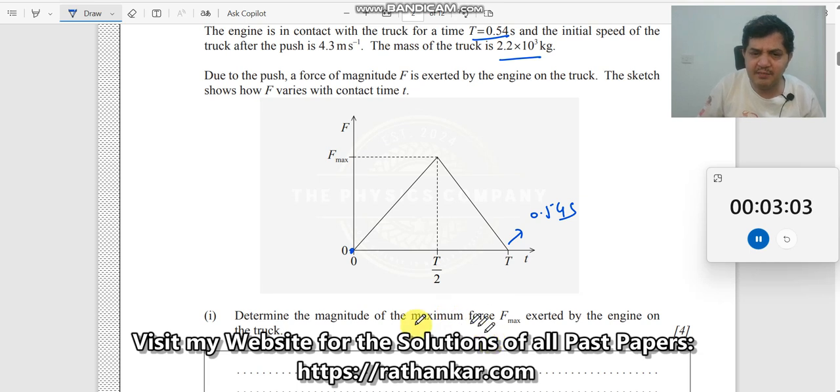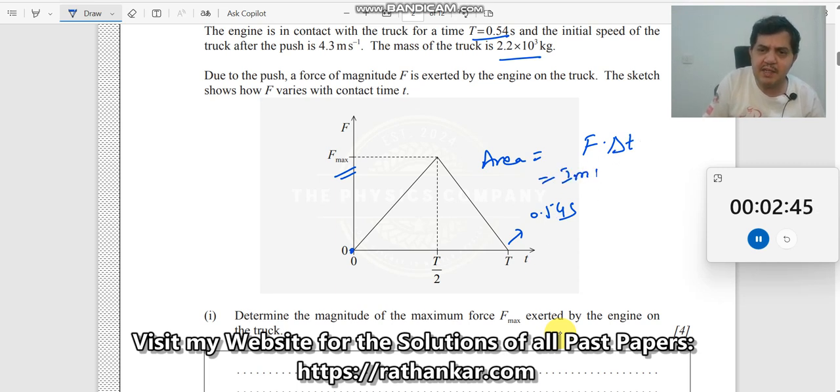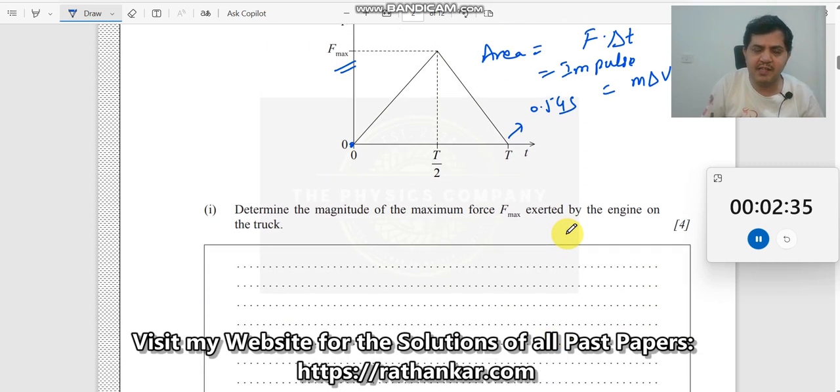Next: calculate the magnitude of the maximum force F exerted by the engine on the truck. What is the maximum force, F max? How do we do it? Now you see, if I take the area of this graph, what does the area give you? Area will give you F into delta T. This is nothing but your impulse. What is your impulse over here? Impulse is nothing but m delta v. We already saw this as change in momentum, right? So m delta v.